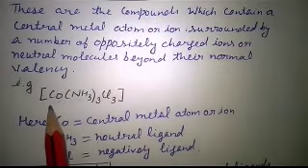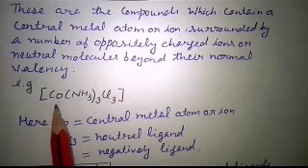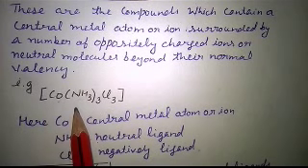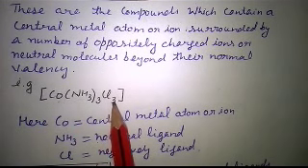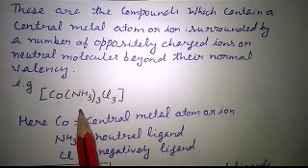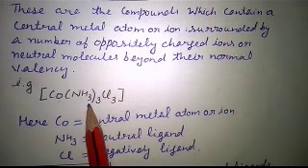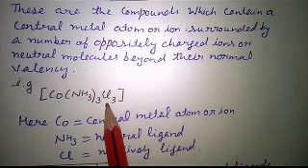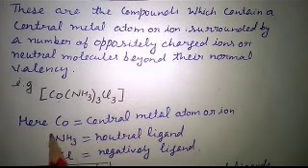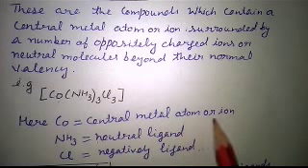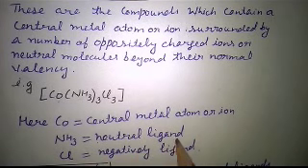For example, cobalt is the central atom, and NH3 and Cl are the surrounding molecules or oppositely charged ions. Here NH3 is a neutral molecule and chlorine is a negatively charged ion. Cobalt is the central atom or ion, NH3 is a neutral ligand and Cl is a negative ligand.